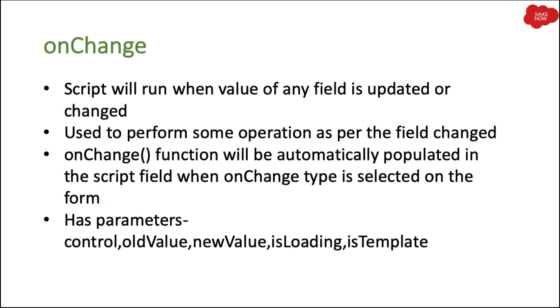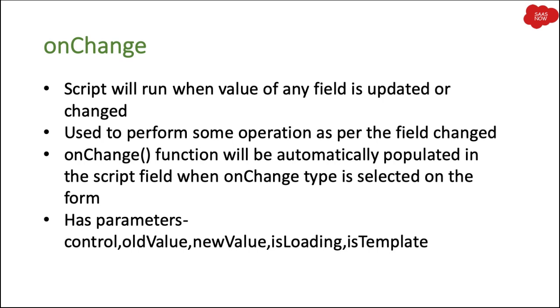OnChange. The script will run when the value of any field is updated or changed. So when you want to run your script, for example, if any field is getting changed by an end user, and you want to perform some operation as per the field changed, you use OnChange. The onChange function will be automatically populated in the script field when the OnChange type is selected on the form.